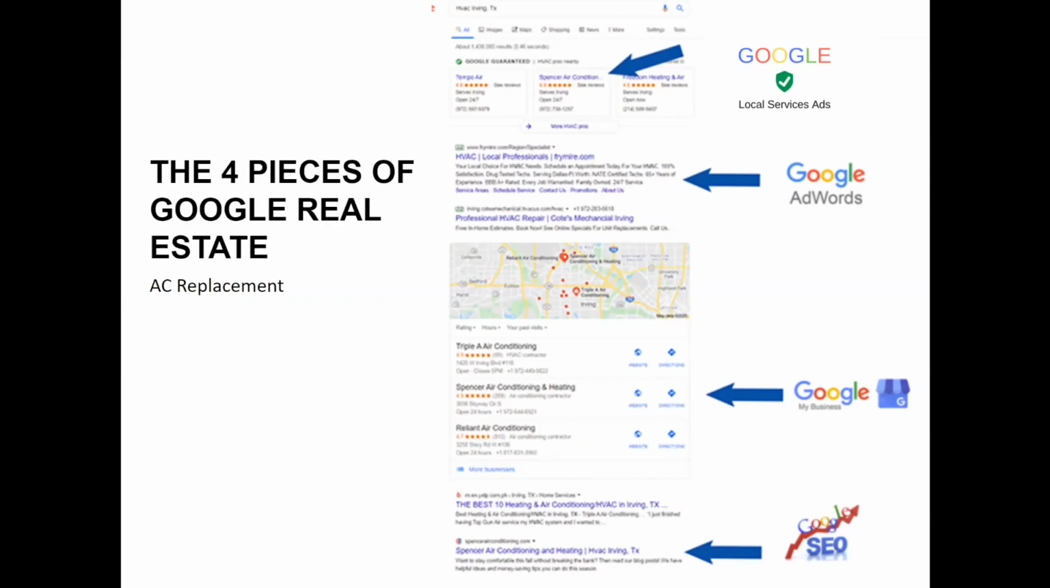But at the end of the day, there are 4 opportunities on any Google search when we're talking about the home service space. Those 4 pieces are local service ads, your Google guaranteed. That's going to be at the top of the screen now for, I think, the last 4.5 years. This is some version of a pay for play. It is a bidding process. Now, it's not bidding on keywords like Google AdWords is, but it's still bidding in that area on which contractor is willing to pay the most money for that particular lead.